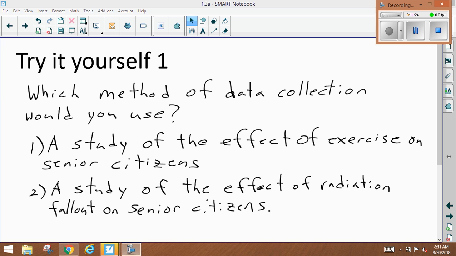I'm not sure. So for one, it's pretty clear, right? What would you choose for one? You would experiment, right? They'll probably benefit from some exercise. Who doesn't, right? Yeah, for the exercise, for number one, as long as you're giving them exercise that's within the limits of their health, you're probably not going to cause pain.